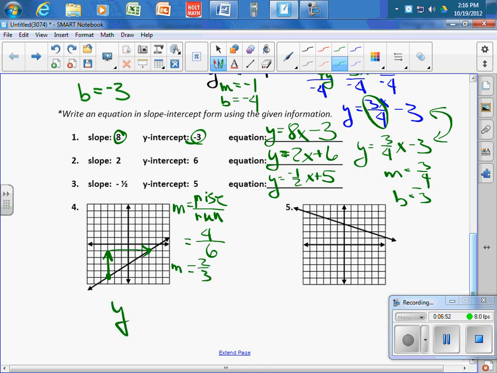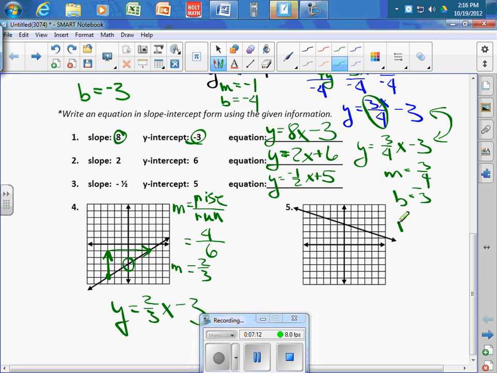So I'm going to have y is equal to 2/3 x, and then we look to see where the line is crossing the y-axis. It's at -3. So the equation of this line is y is equal to 2/3 x minus 3. Doing the same thing for number 5.